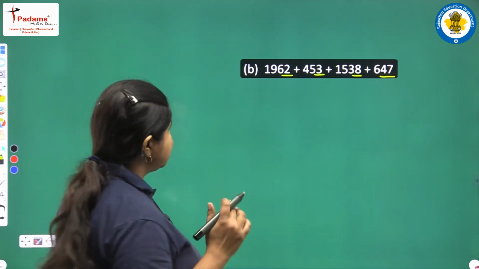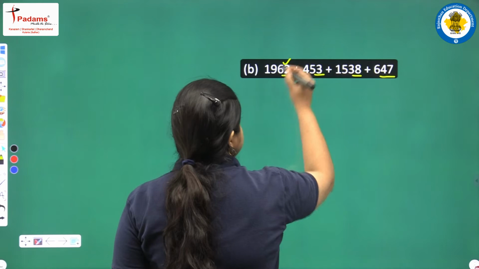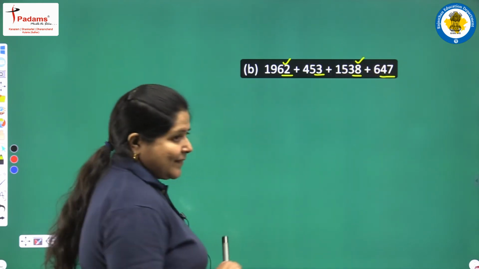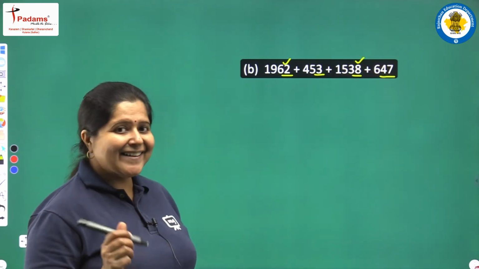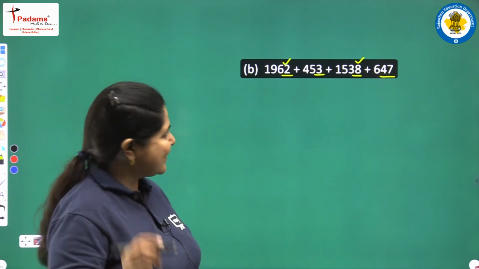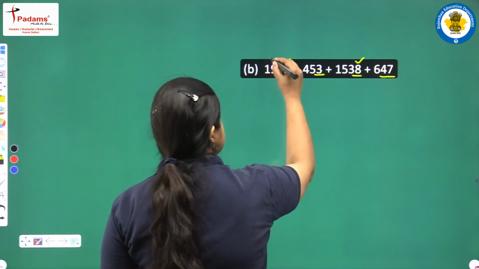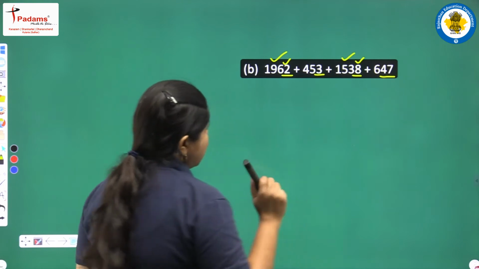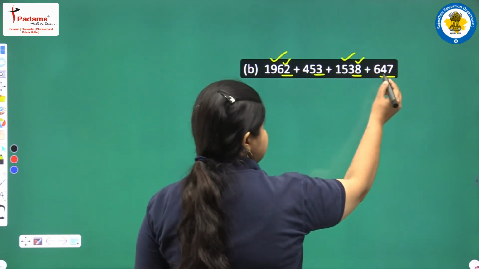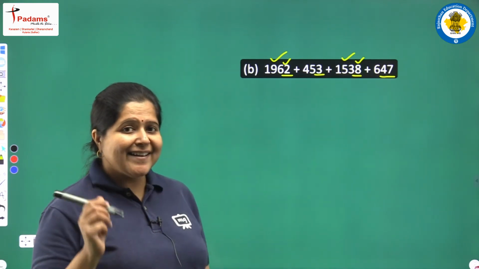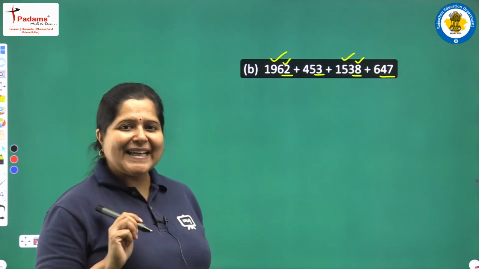Then which two numbers should be taken? Just add this 2 and 8. 2 plus 8 is 10. Yes, getting a 0 at the back. So clearly we should pair up these two numbers first. Also have a look at this 3 and 7. 3 plus 7 is again 10. So again we are getting a 0.